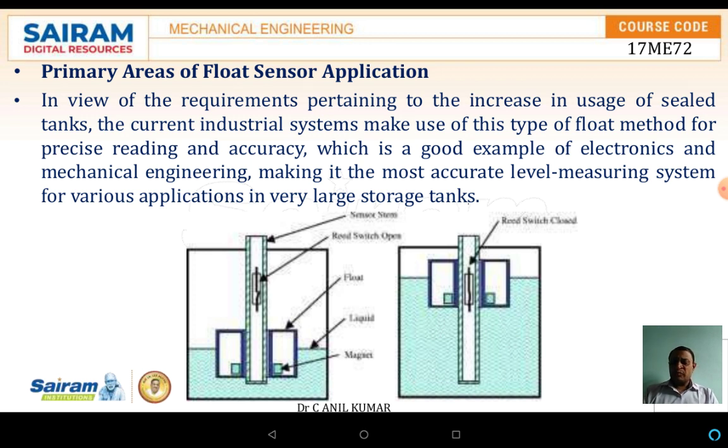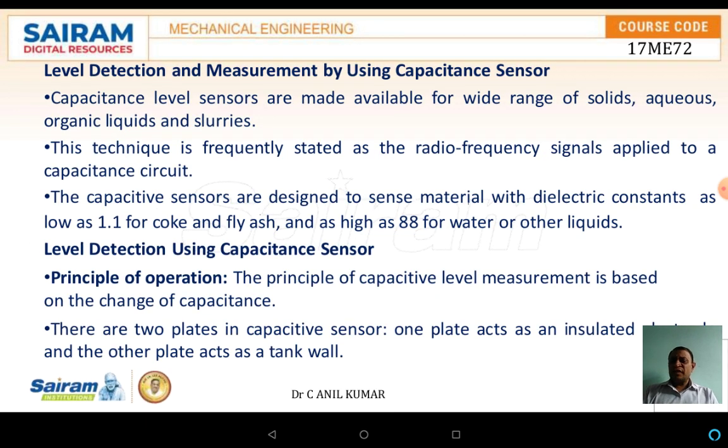The schematic diagram shows the float type sensor, where the float is moving up. At one point, when it reaches the set level, it switches off the motor that pumps the fluid into the tank.